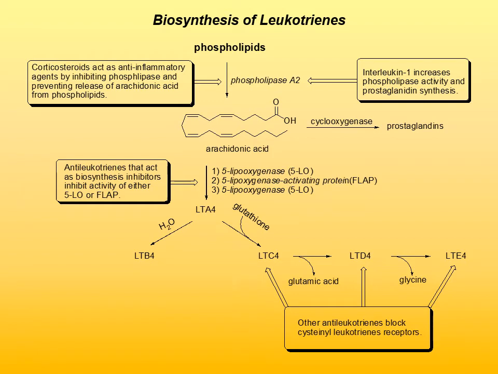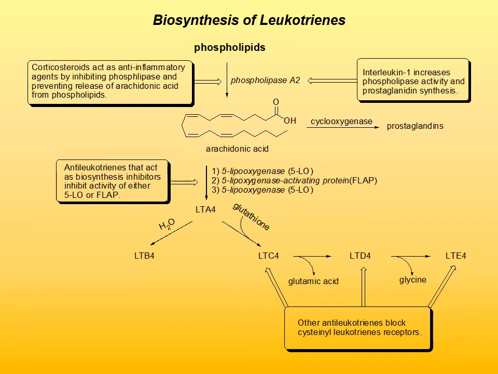In cells that contain LTA4 hydrolase, such as neutrophils and monocytes, LTA4 is converted into the dihydroxy acid leukotriene LTB4. In cells that express LTC4 synthase, LTA4 is conjugated with the tripeptide glutathione to form LTC4. Outside the cell, LTC4 can lose glutamic acid to produce LTD4, and finally, by loss of glycine, LTE4. All three, LTC4, LTD4, and LTE4, have biological activity that is characteristic of cysteinyl leukotrienes.